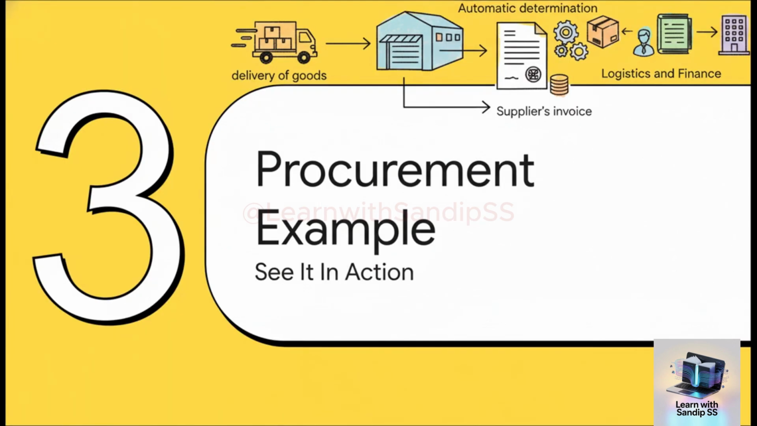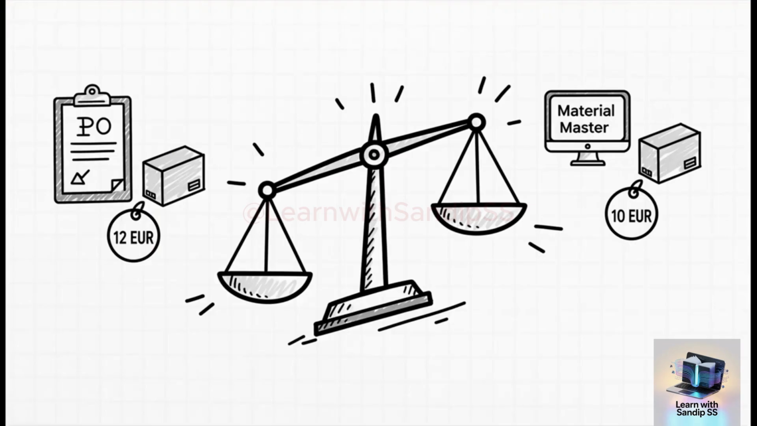All right, that's enough theory. Let's see how all these factors actually come together in a classic, everyday procurement scenario. This is where you're really going to see the whole process light up, from the moment the goods are delivered all the way through to the supplier's invoice. So here's our setup. We've ordered 10 units of a material. The price on the purchase order is 12 euros a piece, but in our system, in our material master, we've valued this item at a standard price of 10 euros.